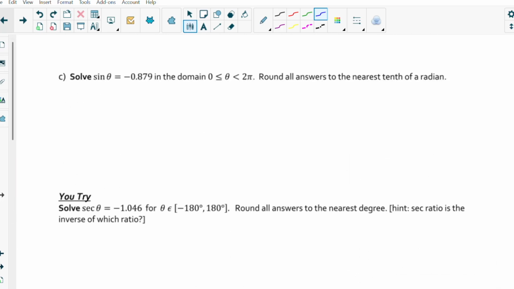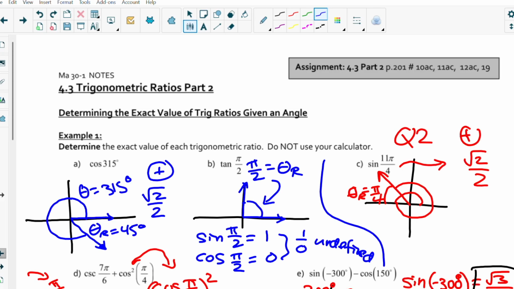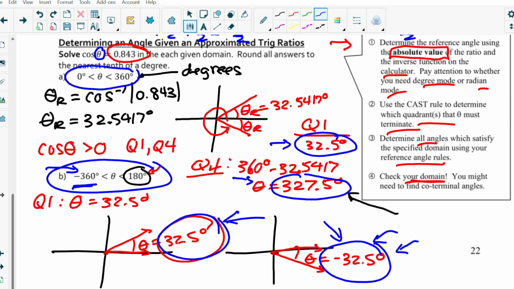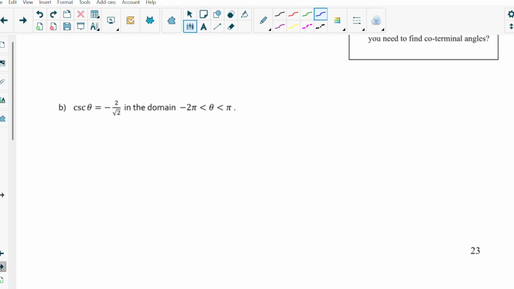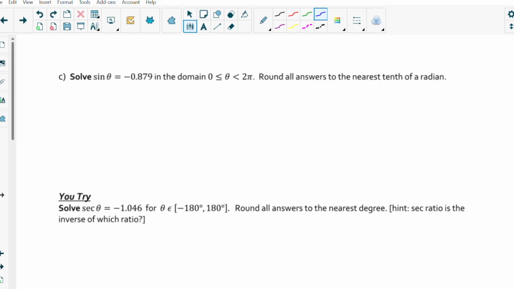Okay, solve. So we're at C. Solve sine of theta equals negative 0.879 in the domain 0 is less than or equal to theta, less than 2 pi. Round all answers to the nearest tenth of a radian.